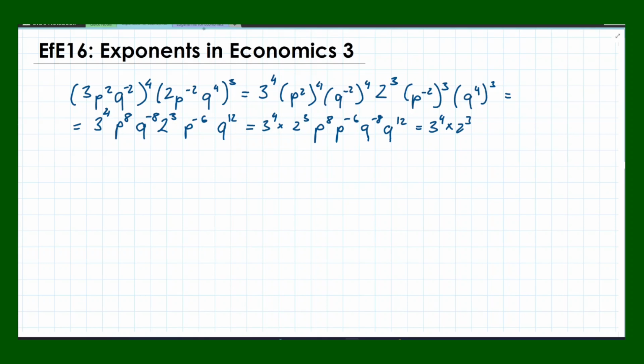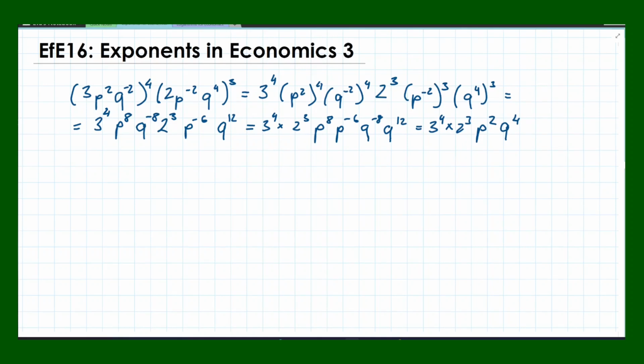Well, I've just got the same bases. Multiplying them together means I'm going to have to add the powers together. Now, I'm going to skip writing out the power addition, because I know that 8 plus negative 6 simply comes down to 2. Then I'll do the same with q, because again I multiply the same bases together. So q to the negative 8 times q to the 12 means I'm going to have to add negative 8 and 12 together to find the new power, and negative 8 plus 12 yields 4. And that is my solution.